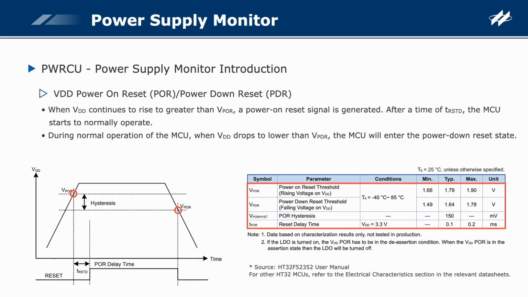The VDD power domain has an integrated POR and PDR circuit module for power reset generation. When VDD continues to rise to greater than VPOR, a power on reset signal is generated. After a time of TRSTD, the MCU starts to normally operate. During normal operation of the MCU, when the VDD drops to lower than VPDR, the MCU will enter the power down reset state.